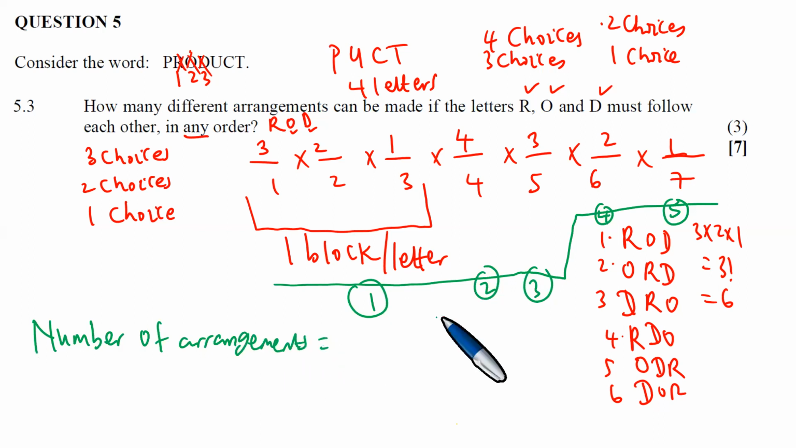Okay, the number of arrangements now: we have a total of 5 letters to organize. It's a little bit tricky, 5 letters to organize. So you have 5 choices to make, right, so you deal with 5 choices.